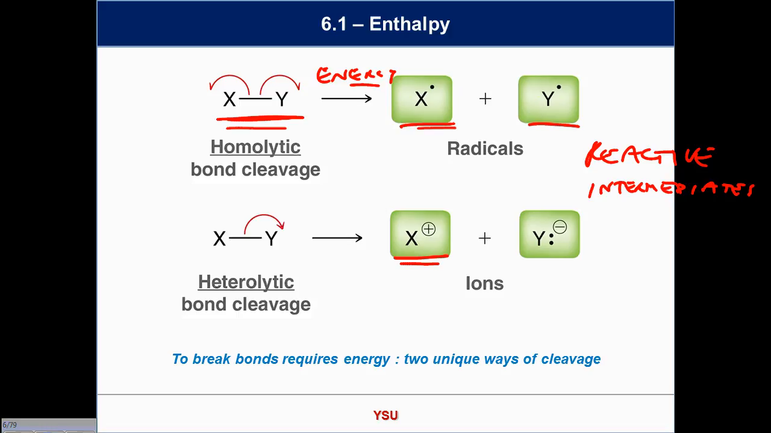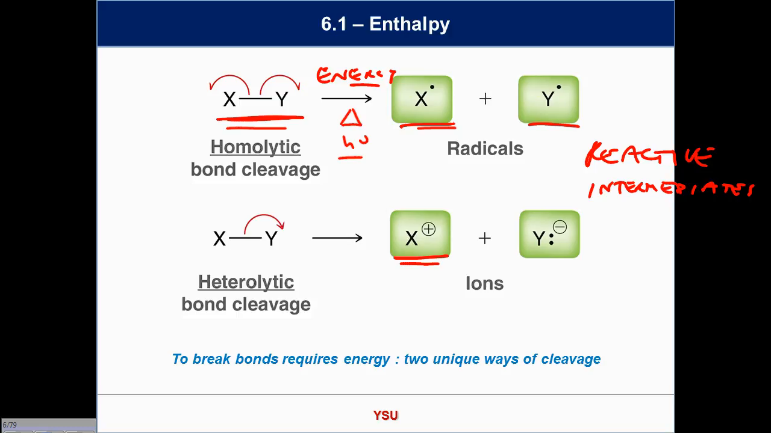Now I'm going to use symbols. I'm going to use delta for heat, and later on I'm going to use h nu, E equals h nu from physics, for light energy. Those are both sources of energy that might allow this to happen. But we have to put some effort in to make this thing go, because you're breaking a stable bond.